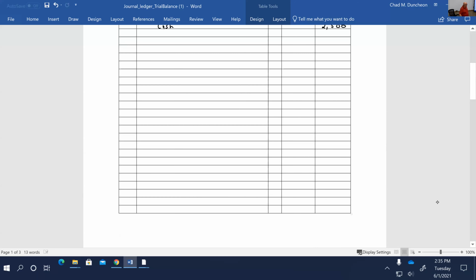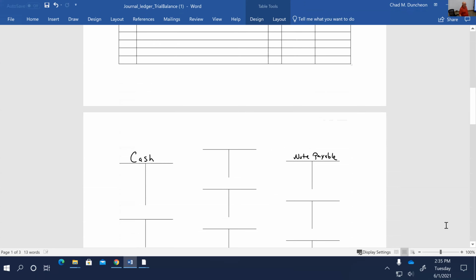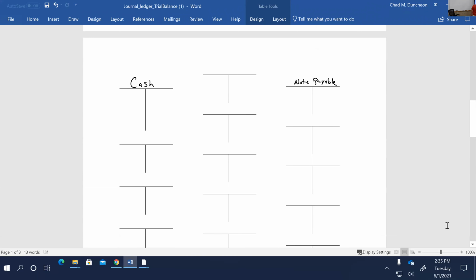What did we have in number 1? We had a debit to cash and a credit to note payable. Okay, so the cash is going to be entered on the left side, while the note payable is going to be entered on the right side. So I'm going to put 50,000 over here and 50,000 over here. And just out to the side, I'm going to put a little 1 which denotes that that was transaction one.